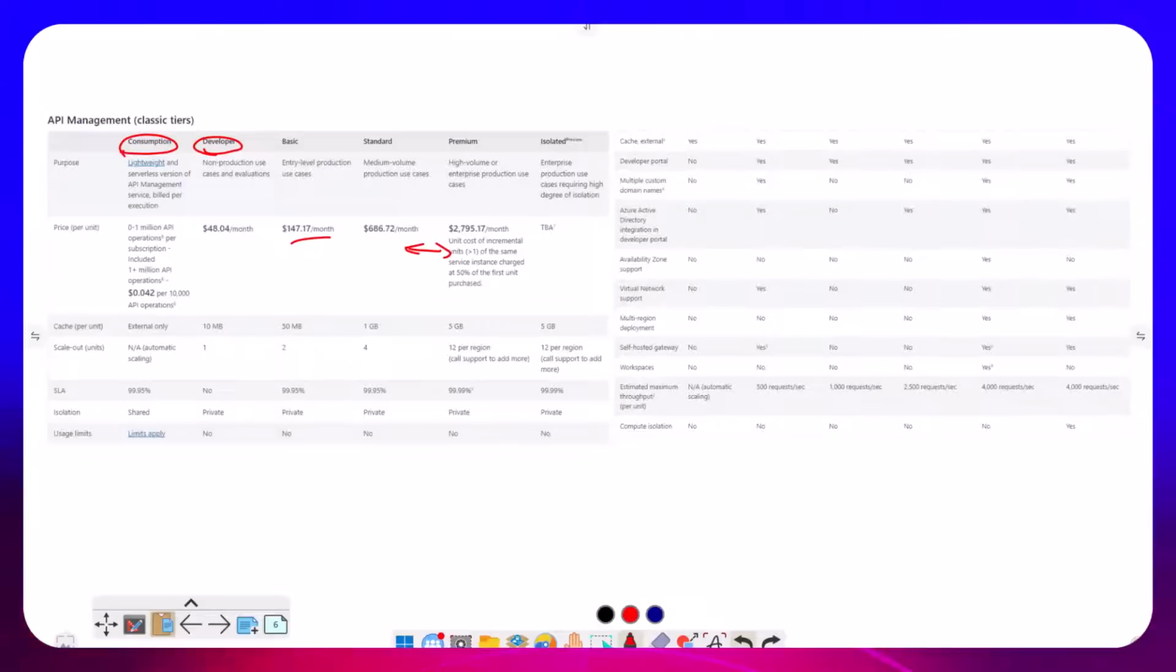Now, I think the key one here is VNet support was only really on the developer and the premium SKU, so that really was one of the challenges that made APIM a lot more expensive. But you'll notice there's also quite a lot of other features that come into play that haven't really been put down on the pricing table for the V2 tiers yet. So I think there'll be more coming in that space as we go through time.